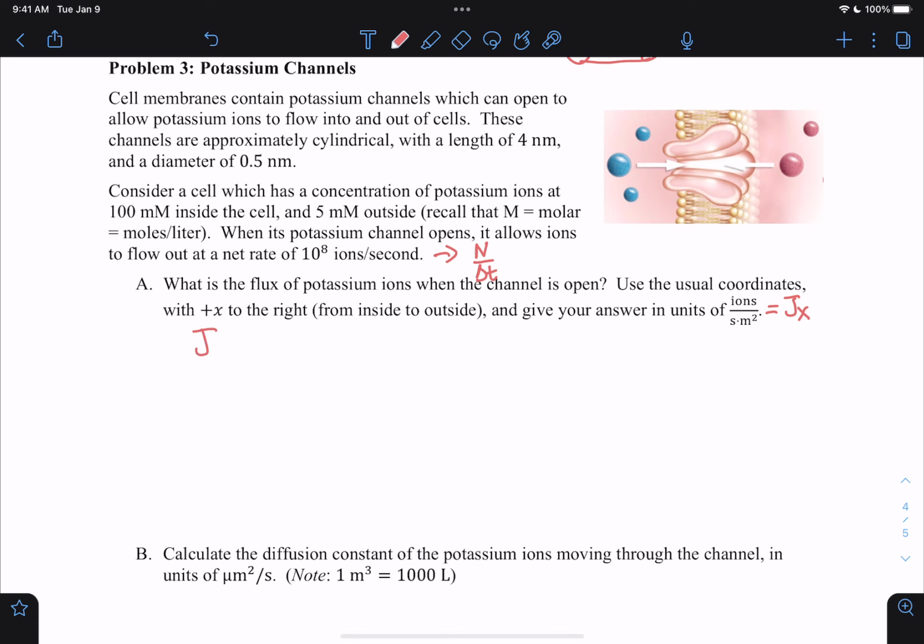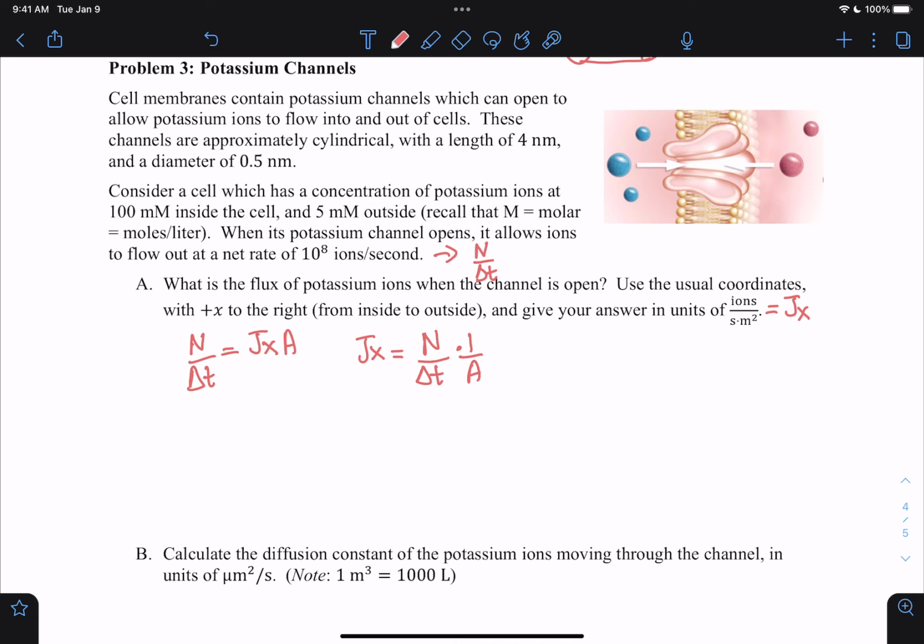Yep, exactly. So for your flux, let me write it this way. Our flow, the ions per second, is equal to the flux times the area that we're moving through. So if we want to just figure out the flux, it would be the flux is equal to the flow rate times 1 over the area. That gives us n divided by time divided by area. If this is ions, this is seconds, this is meters squared, then that gives us our flux units.